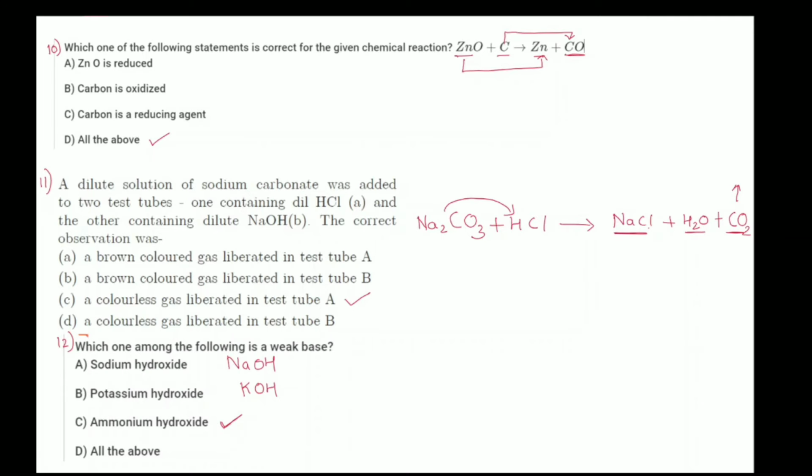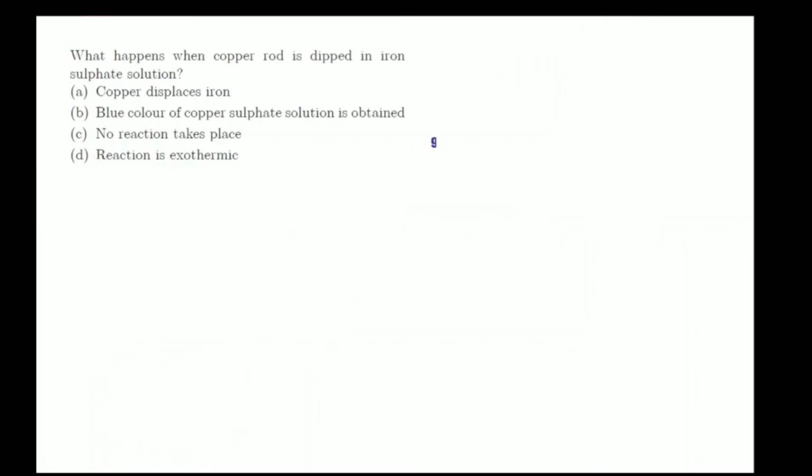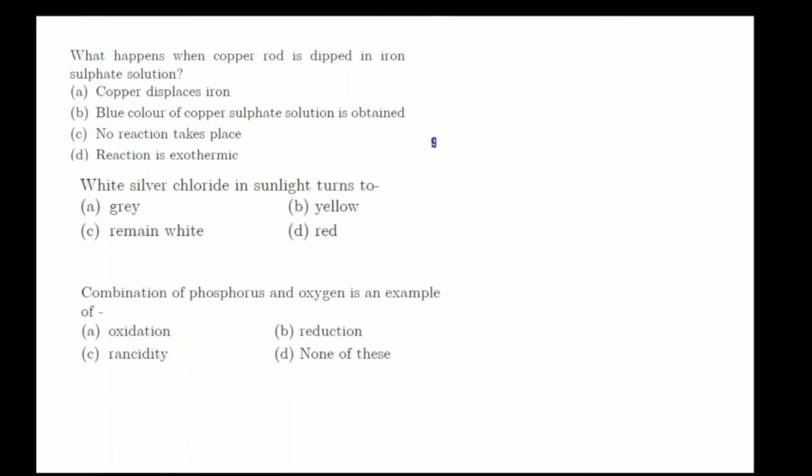Okay, let us move on to the next set of questions. We have question number 13. Okay, let us see this question number 13 over here. What happens when copper rod is dipped in iron sulfate solution? Copper displaces iron. Blue color of copper sulfate solution is obtained. No reaction taking place. Reaction is an exothermic reaction.